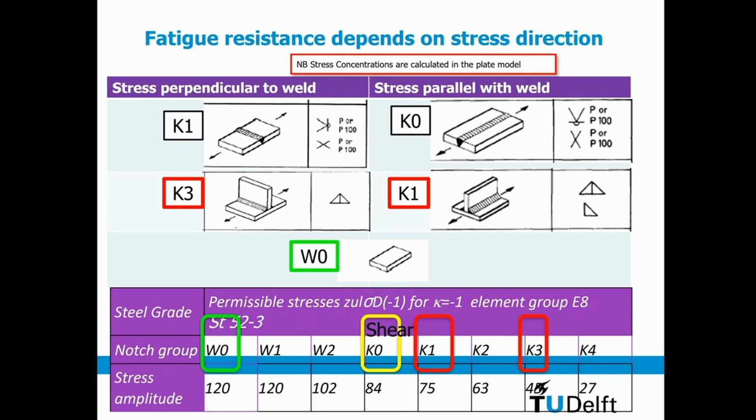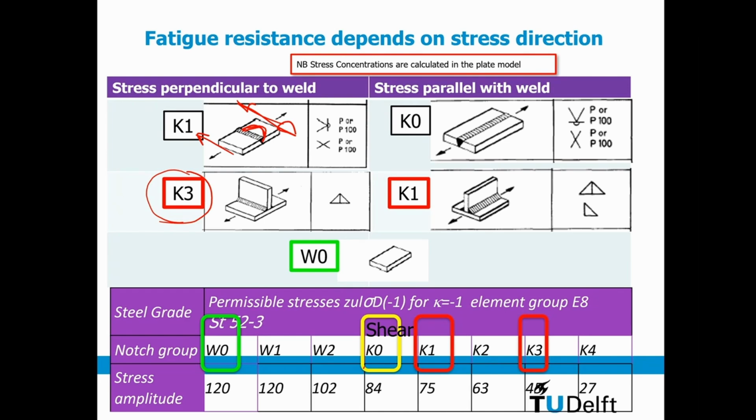All welds by default are K3 because we don't treat them or do anything. For shear location, it's always K0, because there is no stress concentration because of shear. If I have a weld with a shear load over it, then the main stress is in the middle, because of the absence of shear it does not become bigger at the edges.